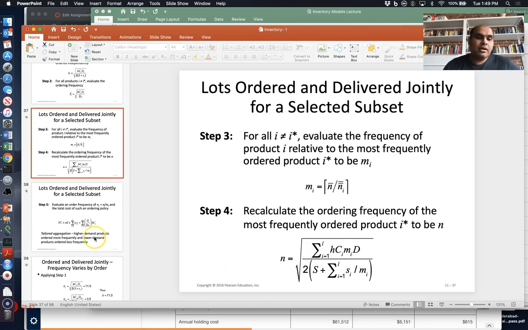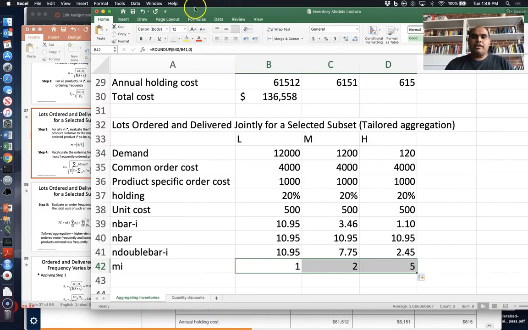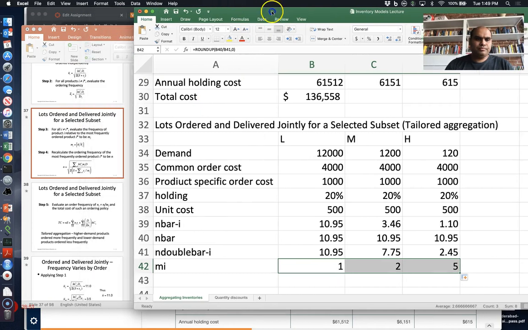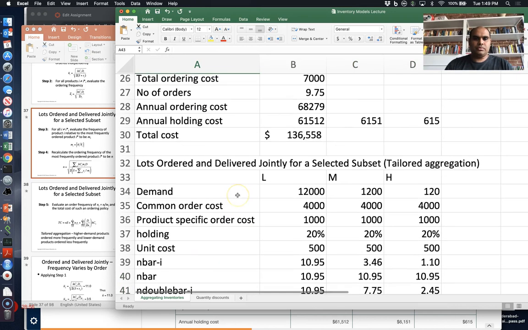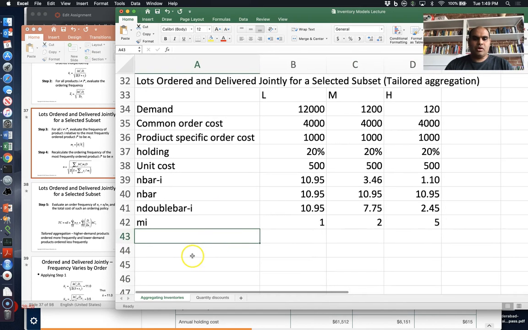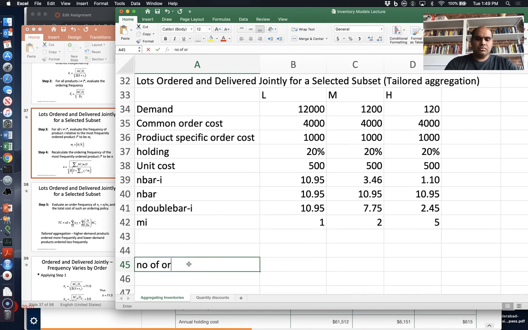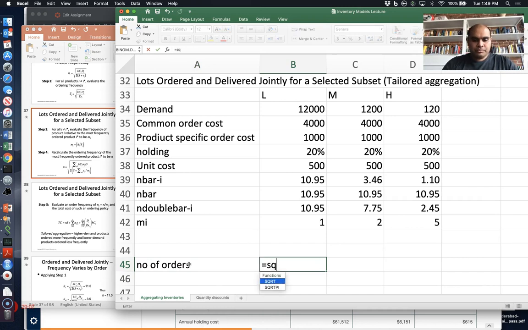Now we're going to calculate the actual value of n using this formula here. Right? So the actual value of n, number of orders, this will be square root. It's going to be a complicated formula, so if you want to chop it up into different pieces, that is an option also. I think that might actually make sense, but I'm just going to put everything into a single formula.